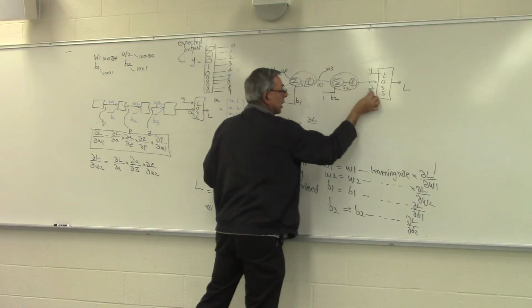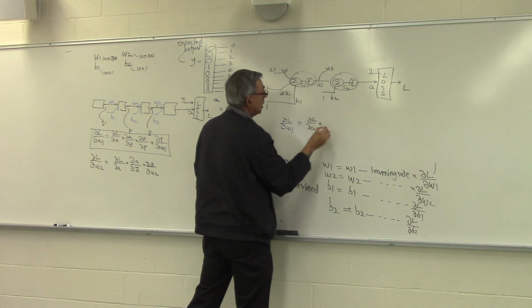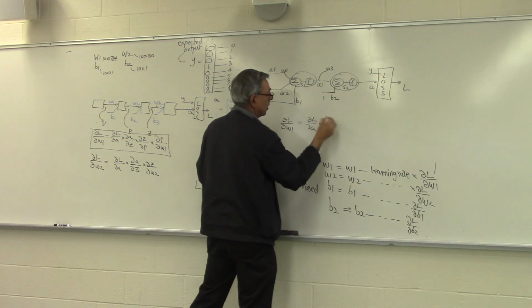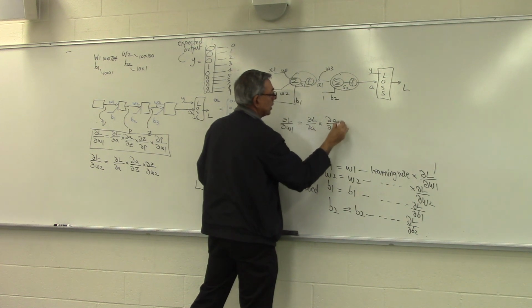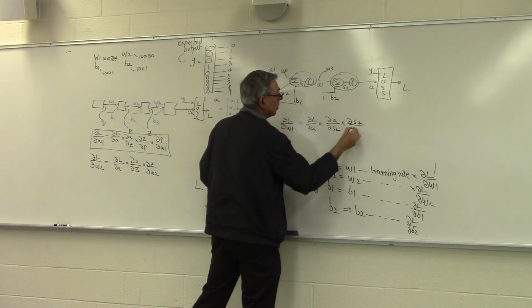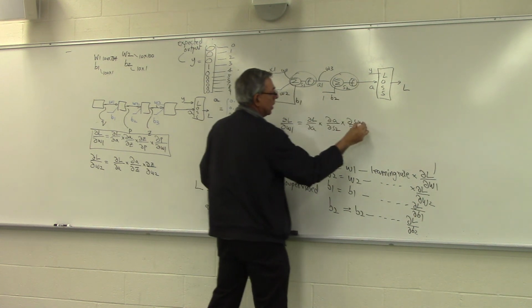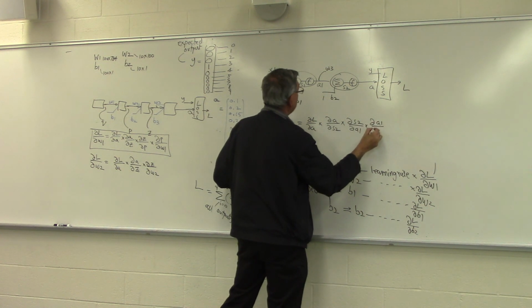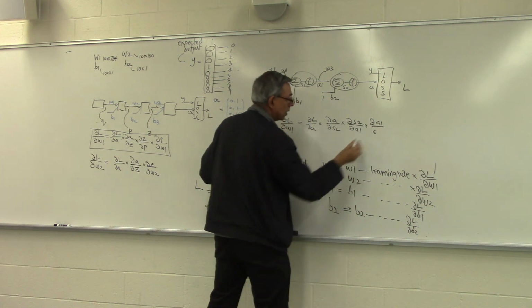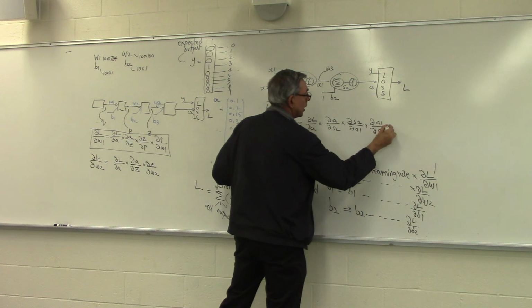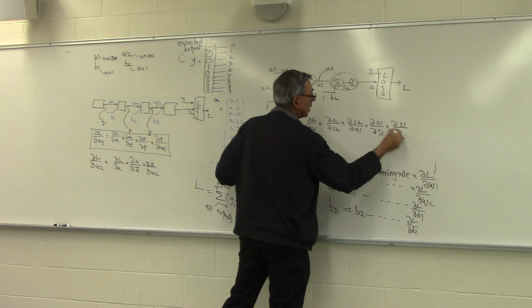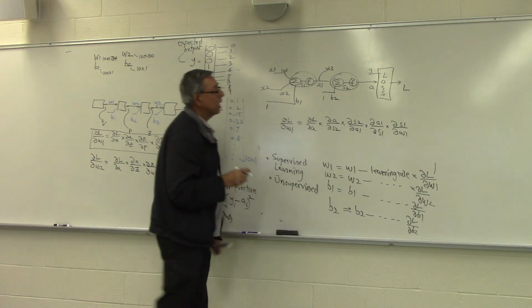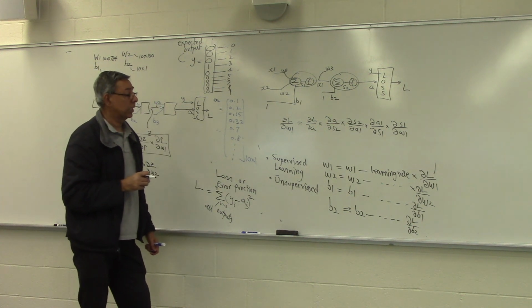First we'll go partial L over partial A times partial A over partial S2, then partial S2 over A1, then partial A1 over S1, then partial S1 over W1. Now let's see if we can put in all the values.